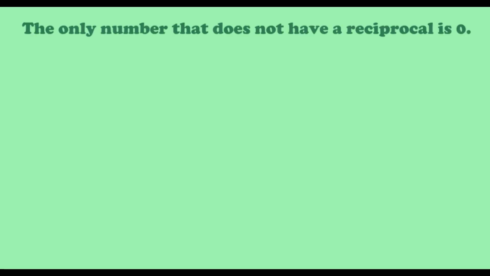Another thing we need to remember is that the only number that does not have a reciprocal is 0. That is, every number except for 0 has a reciprocal. Now, why does 0 not have a reciprocal? Let us consider the number 0. Now, if we divide any number by 1, we end up with that same number. So we can write 0 as 0 divided by 1.